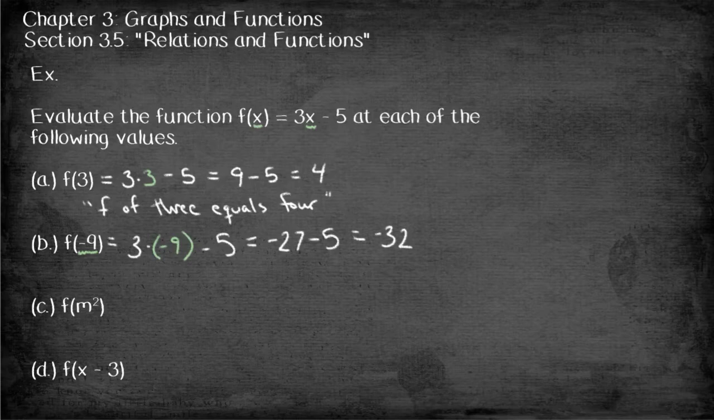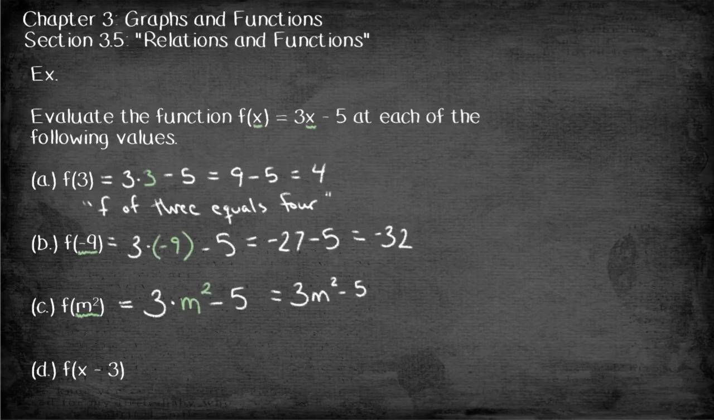Next up we have f of m squared, which is a little bit different because m squared is a number, but it really works pretty much the same way. So everywhere I see an x, I'm going to replace it with an m squared. And since we're thinking of m like it's a variable, there's no like terms in this expression, so I just leave it as is.